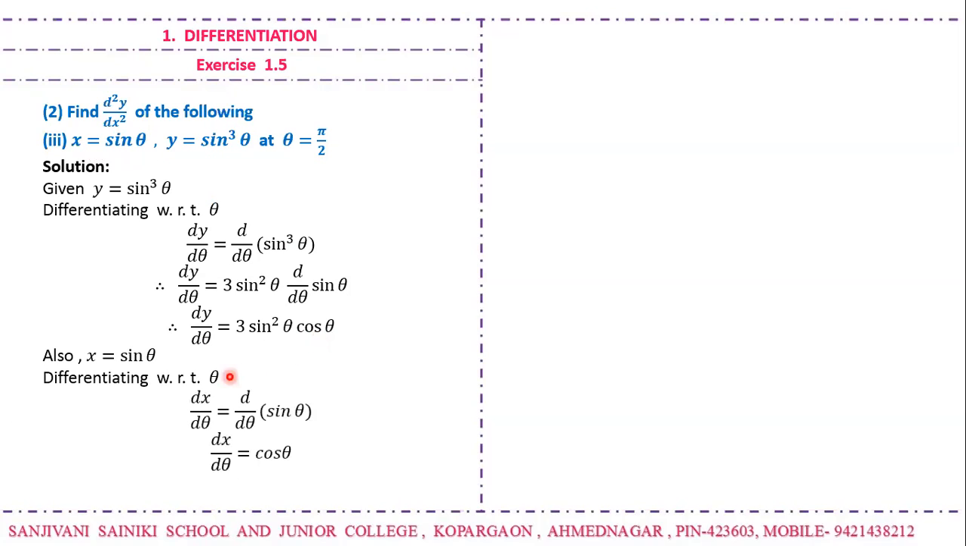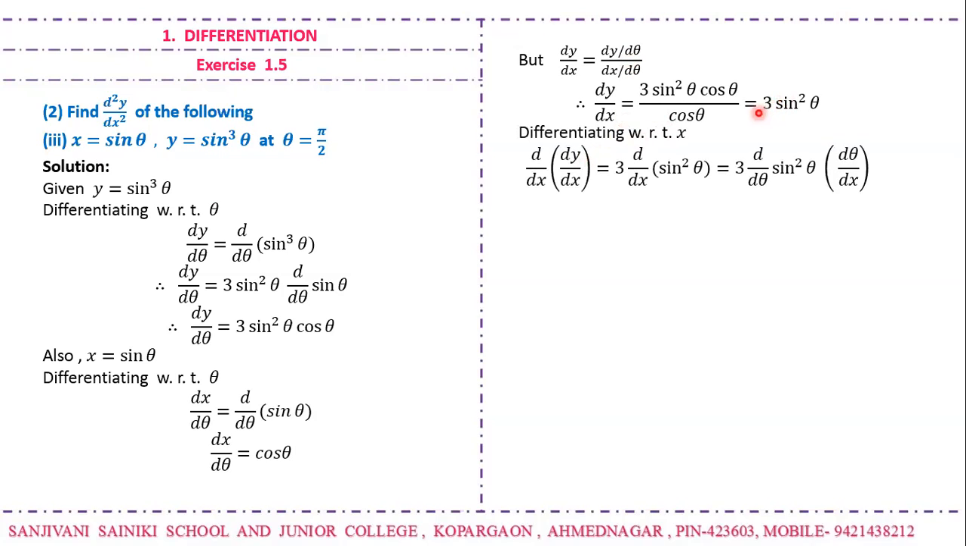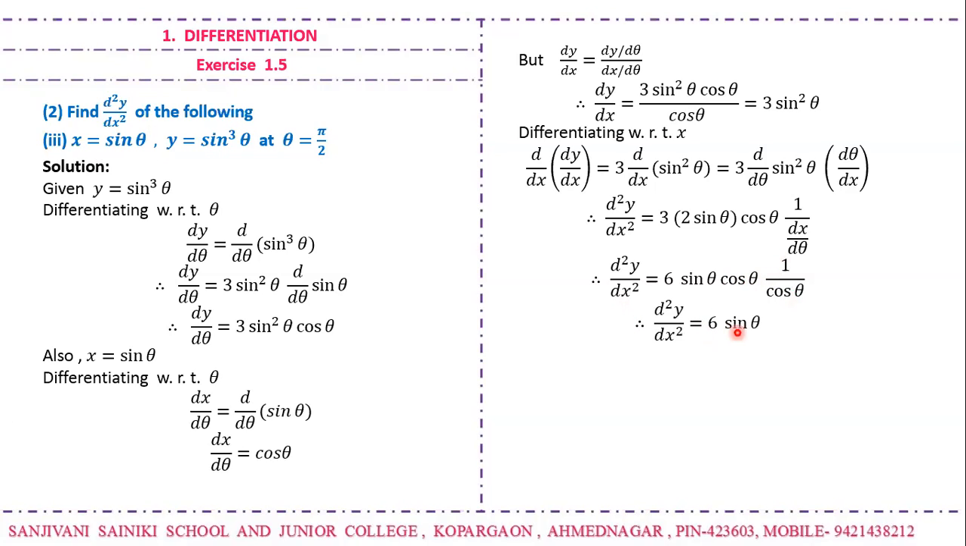Similarly, find the derivative of x is equal to sine theta. Its derivative dx by d theta is equal to cos theta. Now use parametric differentiation and find dy by dx. It comes out to be 3 sine square theta. Now differentiate this with respect to x. We cannot differentiate directly with respect to x, so you have to differentiate it with respect to theta and then theta with respect to x. And for this d theta by dx, we have to use the derivative of the inverse function. We can write it as 1 upon dx by d theta, and we will put dx by d theta, its value is cos theta. So cos will cancel and you will get the derivative as 6 sine theta.